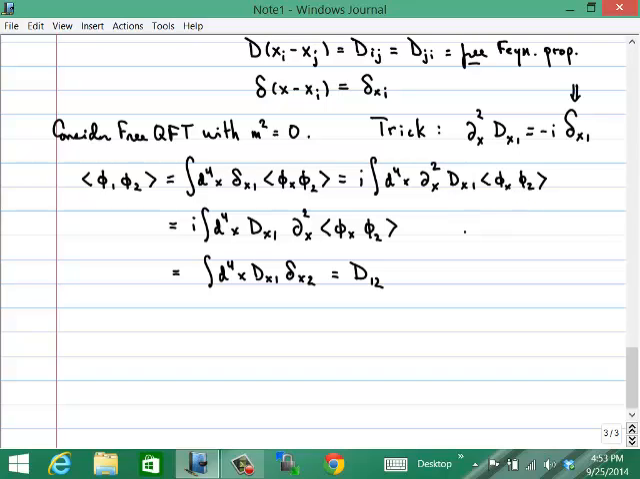Okay. Let's try something a little more interesting. So let's consider a 4-point function. Now I'd like to go ahead and use the same trick. So I get an integral d4x times a delta function of x with x1, times the 4-point function with phi at x1, x2, x3, and x4.